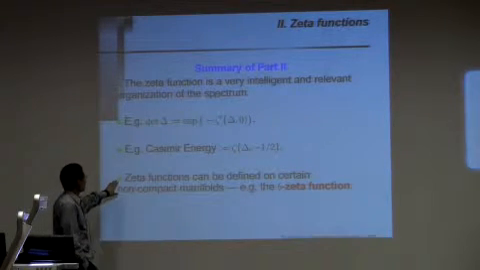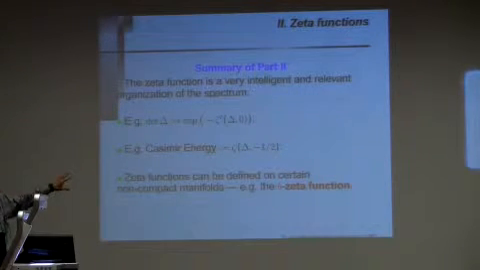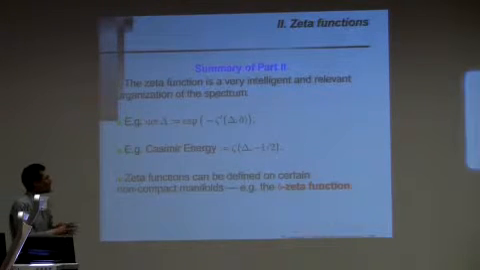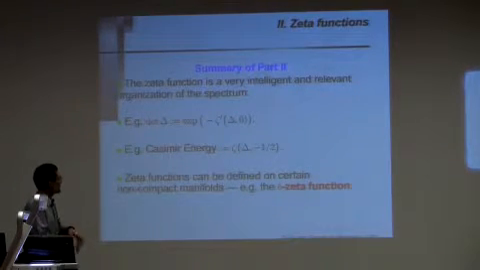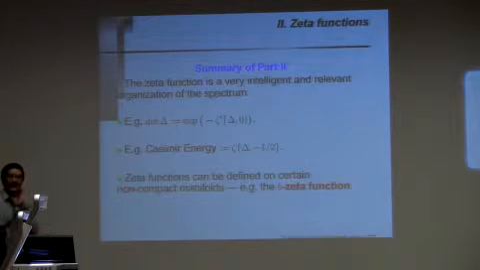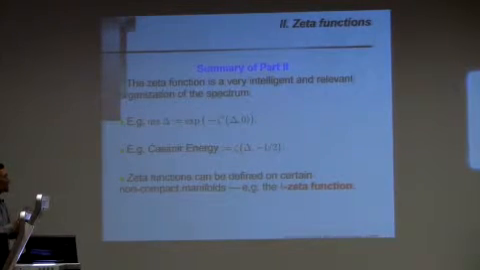And one thing that I'll need later on is zeta functions. You can also define them. So here are the manifolds we've been dealing with. They're compact, so you have countably many eigenvalues, but zeta functions can also be defined for certain non-compact manifolds, and I'll need that later. These, for example, so-called B zeta function. But anyways.